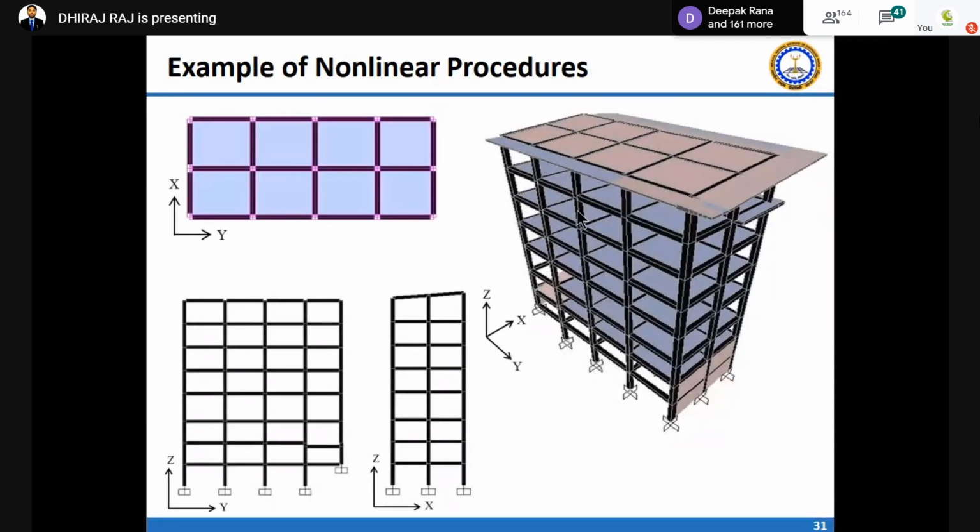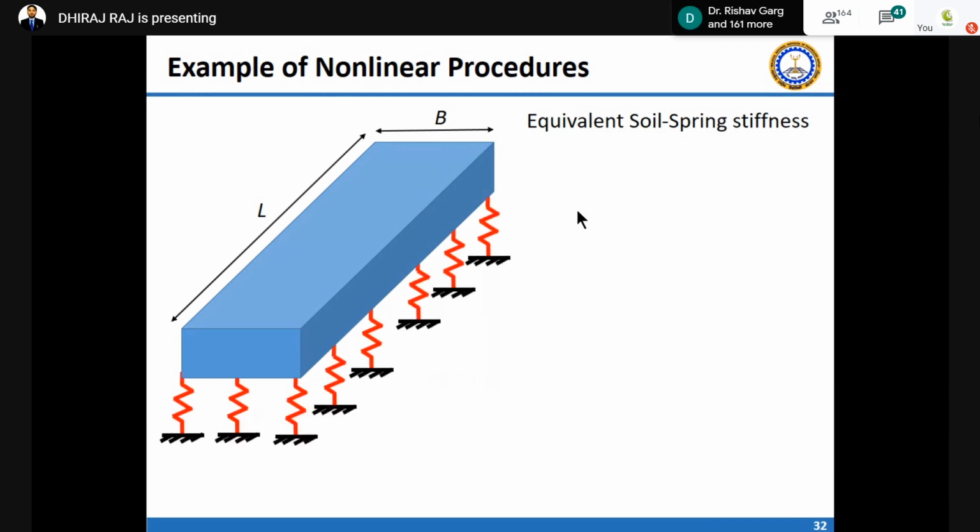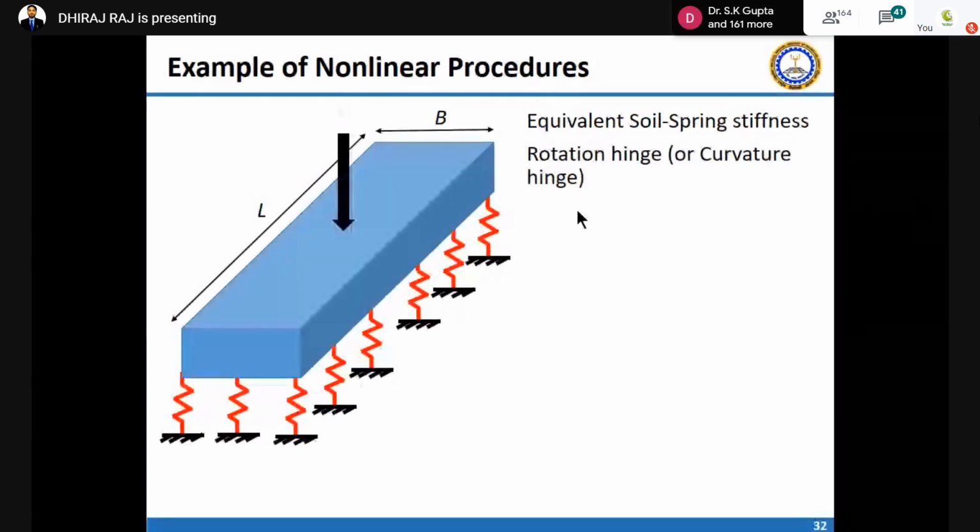I am giving you now something interesting. Till now, we have gone through several recommendations of the code and other things, and I am giving you an example of how to use this and what its importance is. So this is an example of one of the nonlinear procedures, ASCE, and some more research that we have combined. I have taken one building. You can see the plan, elevation and 3D model. What we have to do is, you have a foundation, and you apply equivalent soil springs at the base of the foundation, and you have to apply the rotation hinges, and then you have to apply the shear hinges.